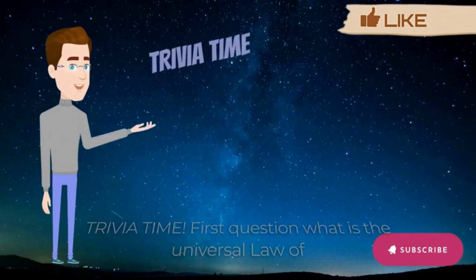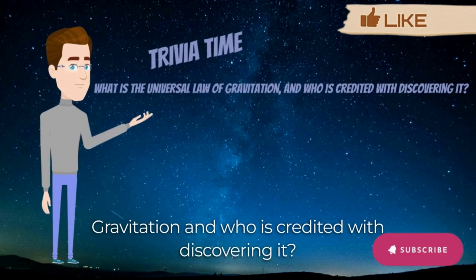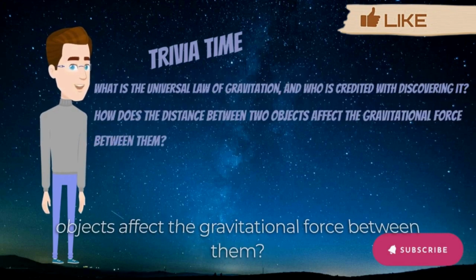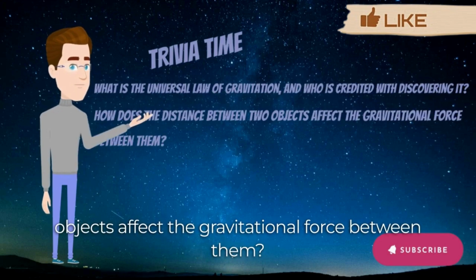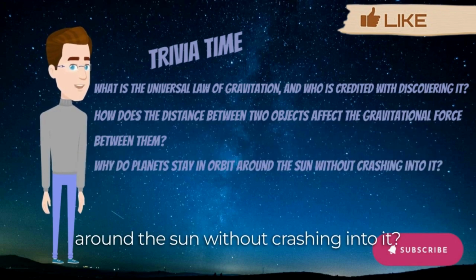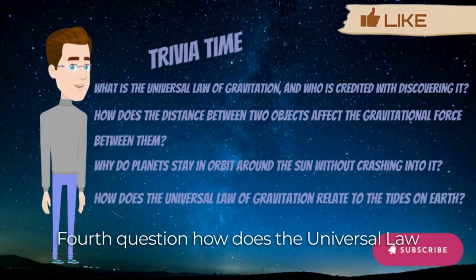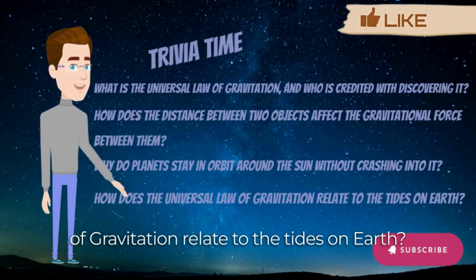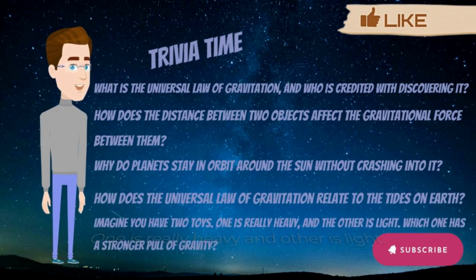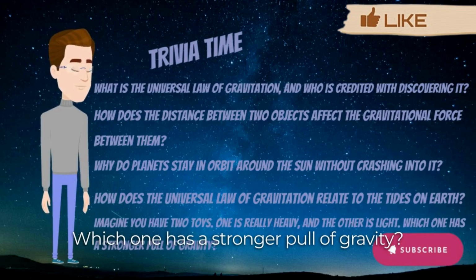Trivia time. First question. What is the universal law of gravitation and who is credited with discovering it? Second question. How does the distance between two objects affect the gravitational force between them? Third question. Why do planets stay in orbit around the sun without crashing into it? Fourth question, how does the universal law of gravitation relate to the tides on Earth? And last but not the least, the fifth question, imagine you have two toys. One is really heavy and other is light. Which one has a stronger pull of gravity?